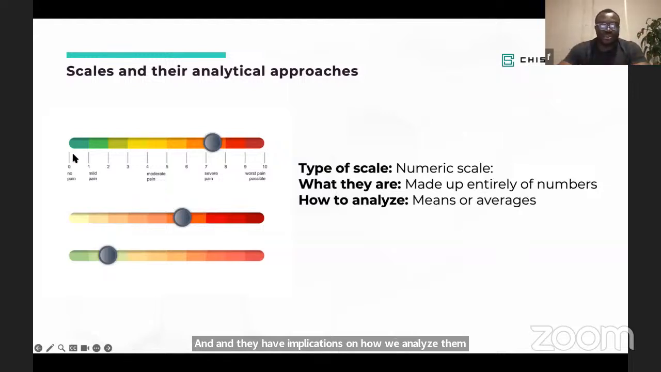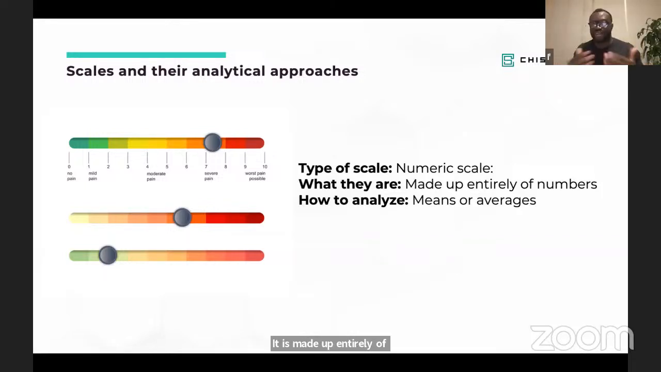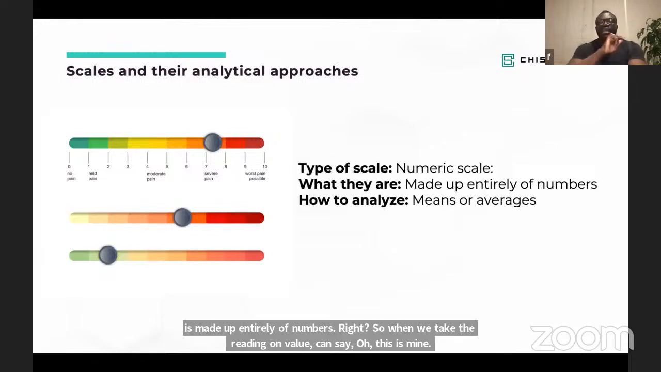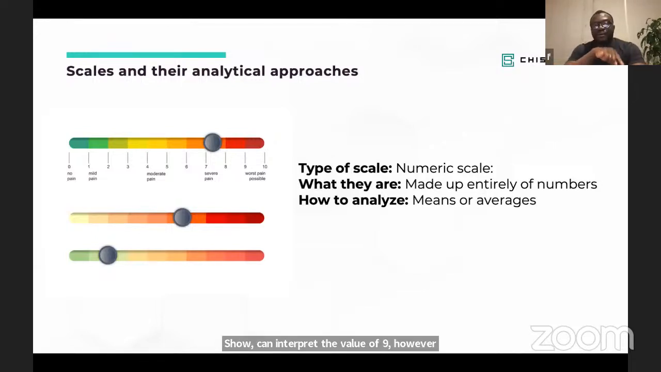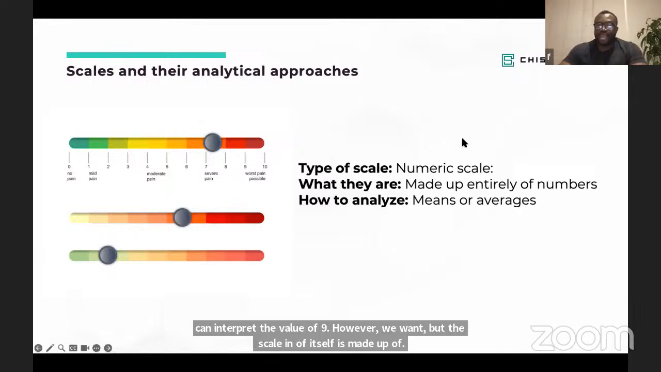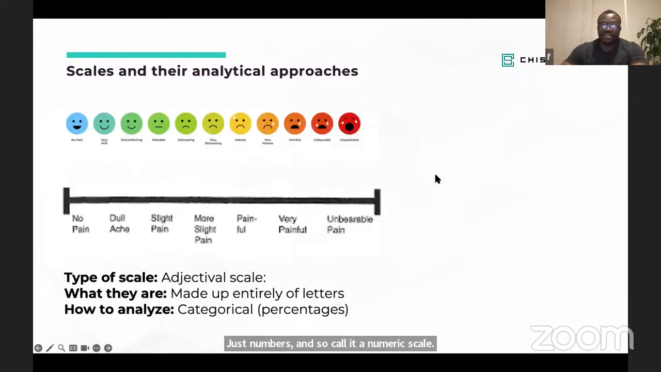All right. Here we have a scale, and each item is made up of numbers, right? So we'll call this a numeric scale. Why? Because it is made up entirely of numbers. When we take the reading on the value, we can say, oh, this is 9. Sure, we can interpret a value of 9 however we want, but the scale in and of itself is made up of just numbers. And so we'll call it a numeric scale. And we can analyze this with means or averages.